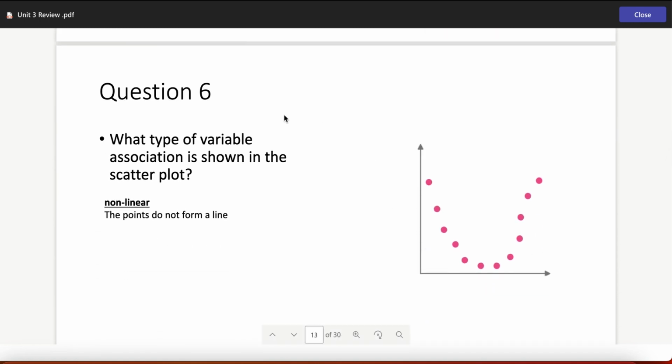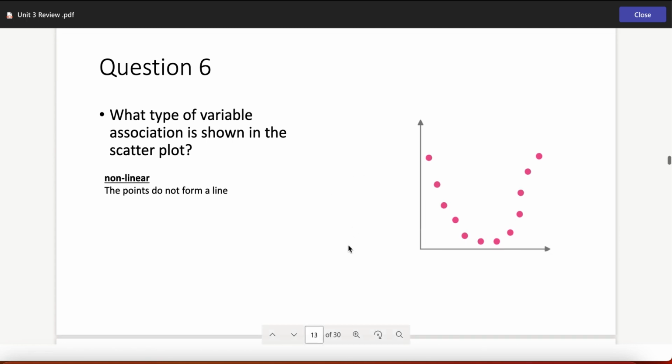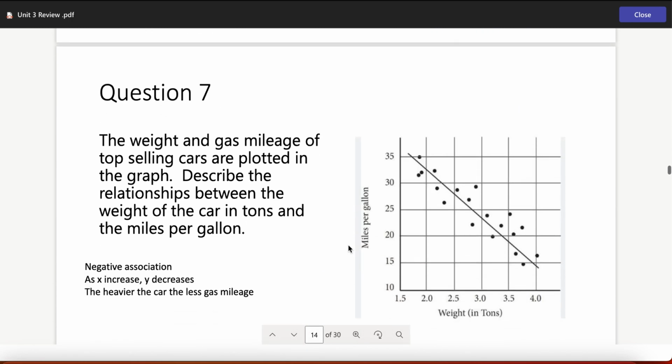Question 6. What type of variable association is shown in the scatter plot? This is nonlinear. It's not forming a line. It's a curved line. Whenever it's a curved line, it's a nonlinear association shown in the scatter plot. It says here that the points do not form a line, so it's nonlinear, as you can see.